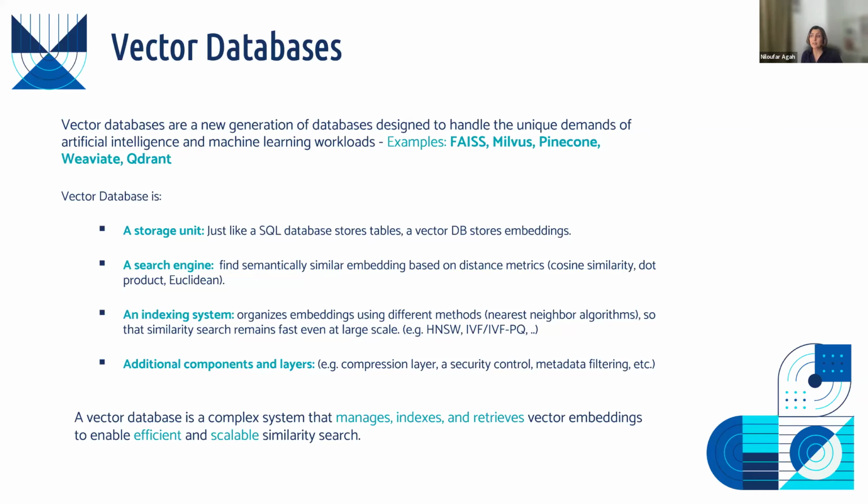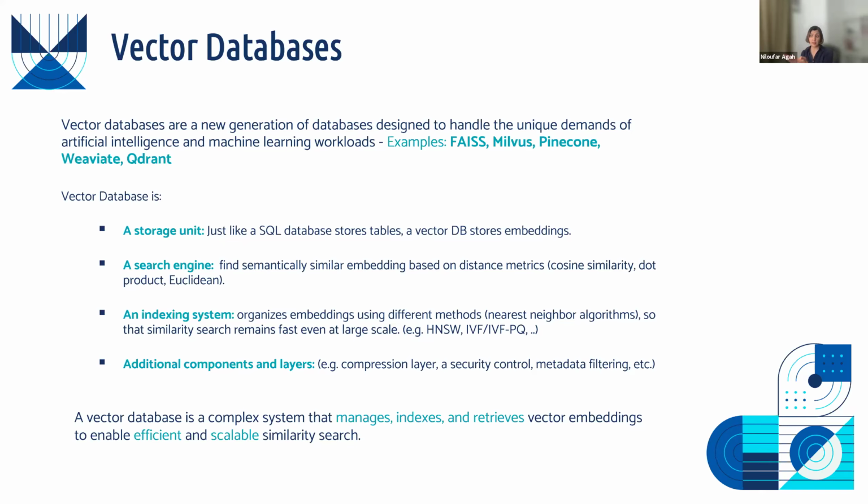So, vector databases are a new generation of databases designed to handle the unique demands of artificial intelligence and machine learning workloads. There are some examples of that, such as FAISS, Milvus, Pinecone, Weaviate, etc. So a vector database, definitely, is a storage unit, like SQL that stores your tables. Now, a vector database stores your embeddings. But it's not just storage. It's a search engine. It also has an indexing system, and it has other additional components and layers.